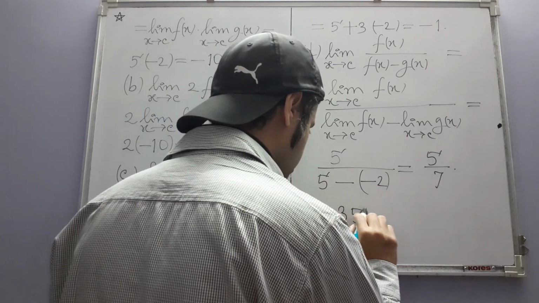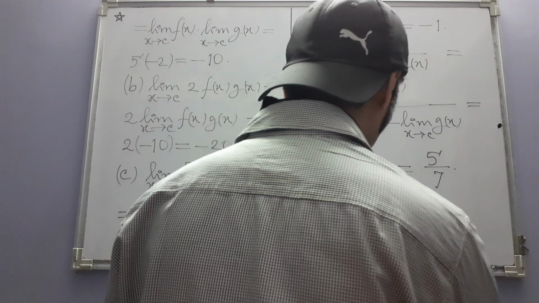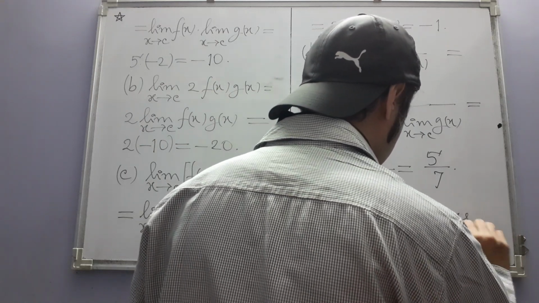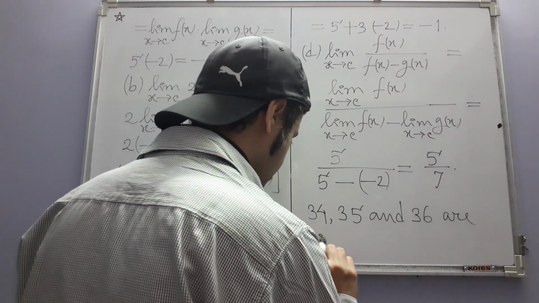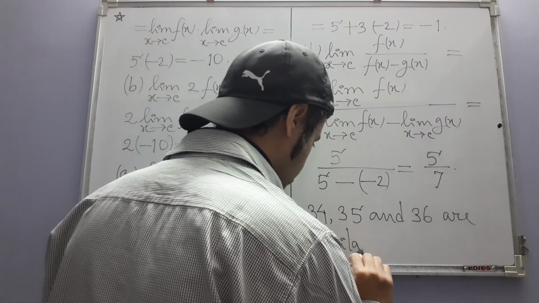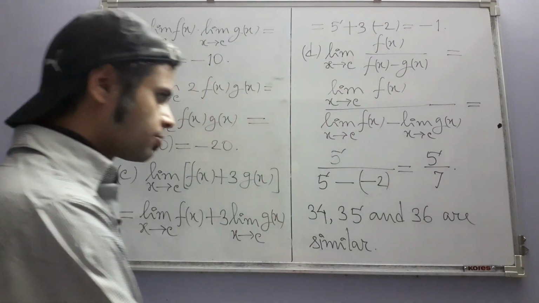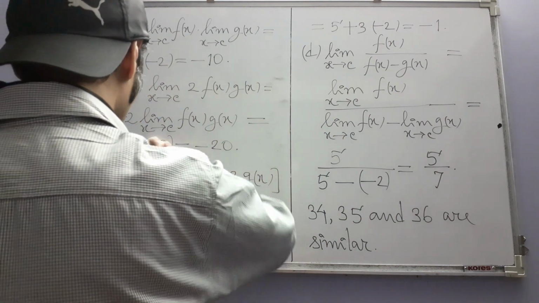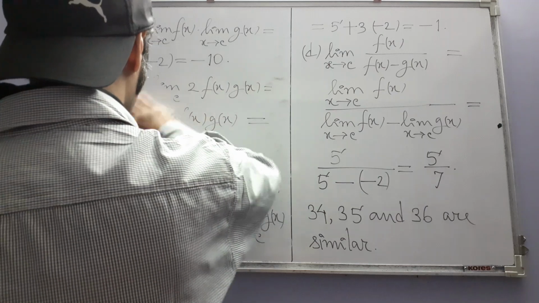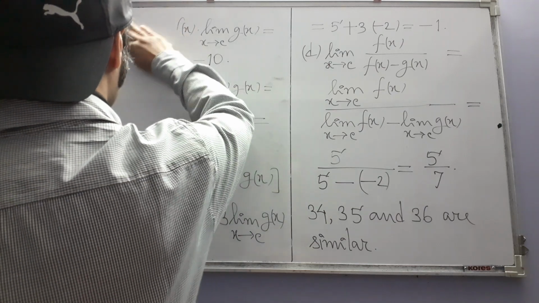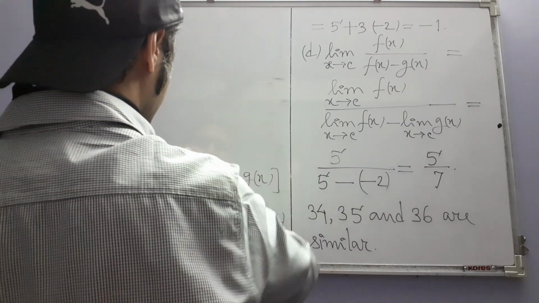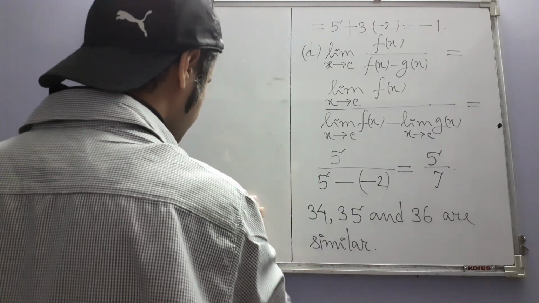34, 35 and 36 are similar. Okay, so you go through them, you try them out and see if you can get them. You obviously will be able to solve them. It's almost nothing. It's just an exercise that is there for you to try. That's it.